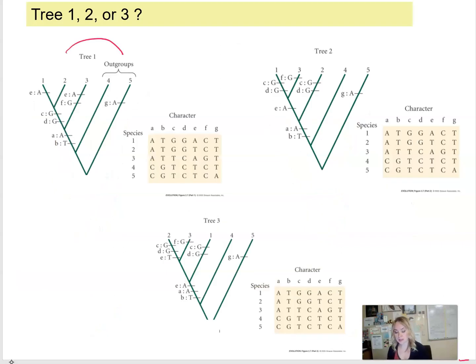If you want to pause here, go ahead and see which tree would actually meet the parsimony method. Remember, you have to look at the number of evolutionary events, and whichever tree has the fewest number, the lowest count, that would be the acceptable phylogeny. So go ahead and pause here and examine these trees and see the differences. Okay.